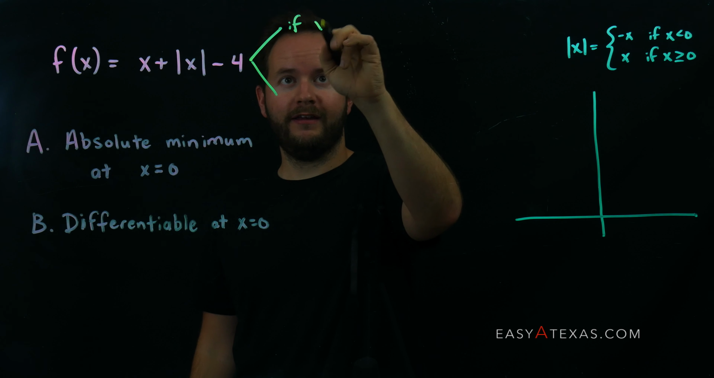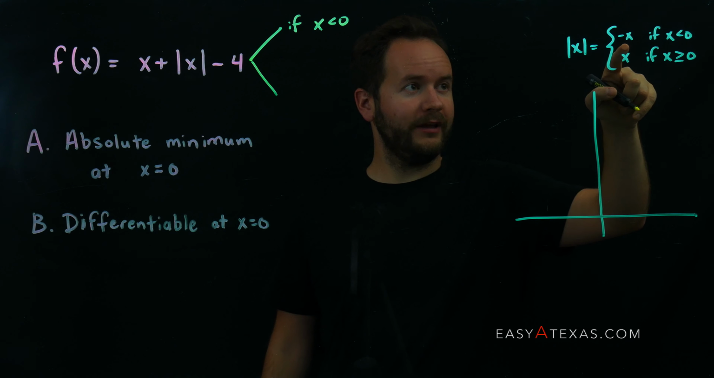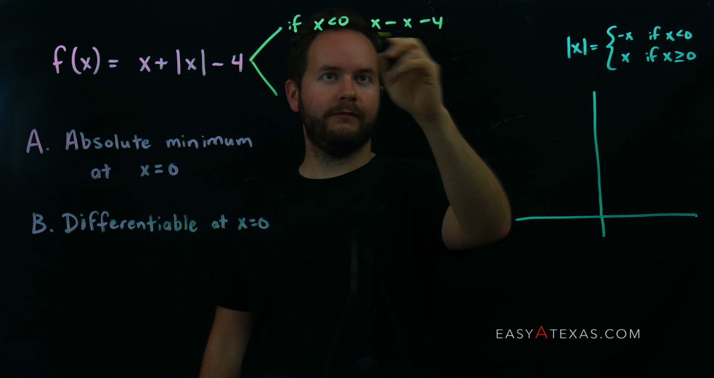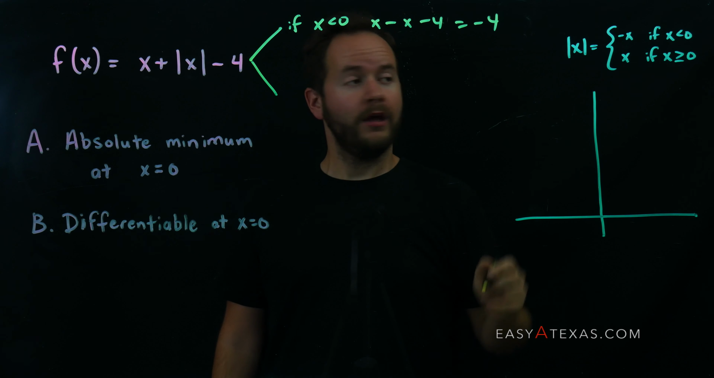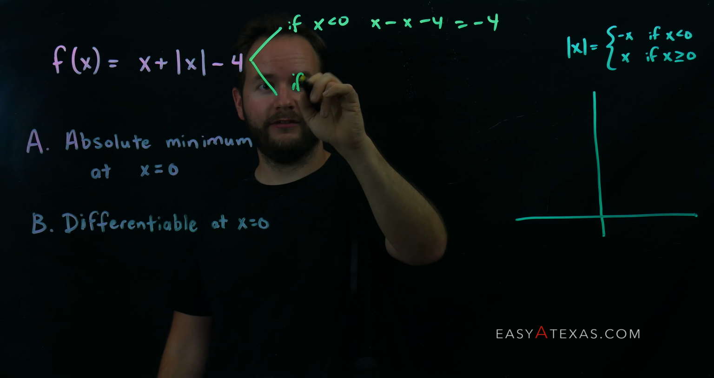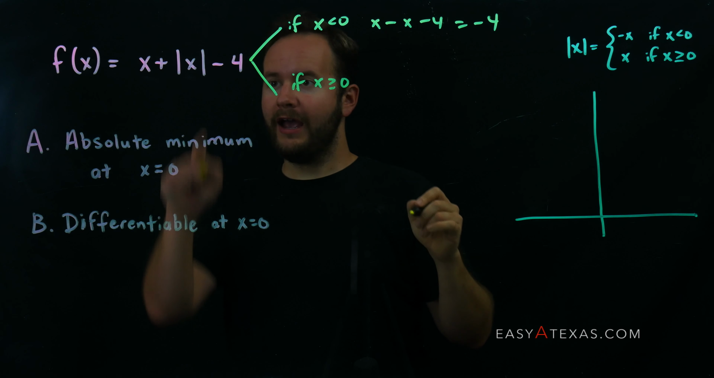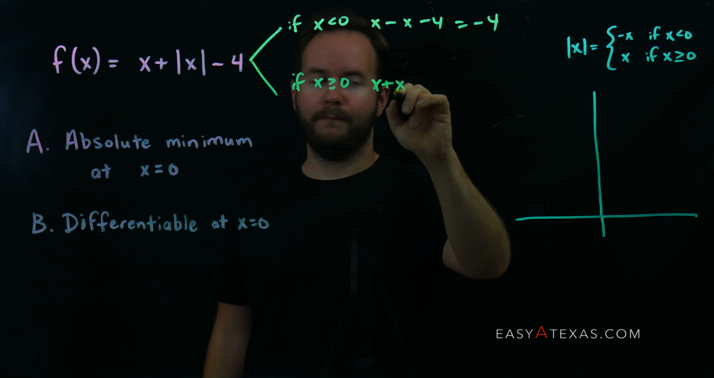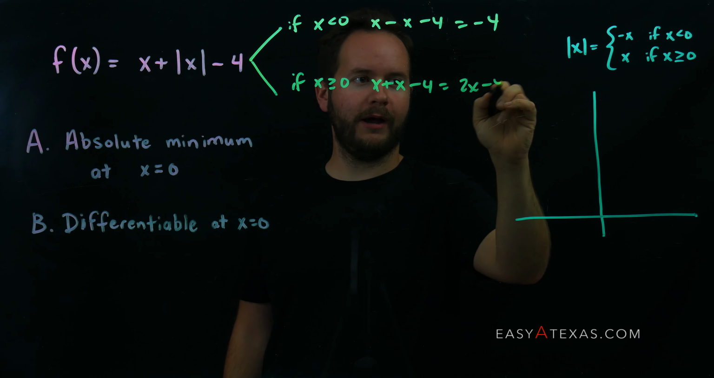If x is less than 0, then x gets replaced by negative x. So we'll have x minus 4, and what we'll just get is negative 4. If x is positive, so if x is greater than or equal to 0, x gets replaced by x. So we'll have x plus x minus 4, which is 2x minus 4.